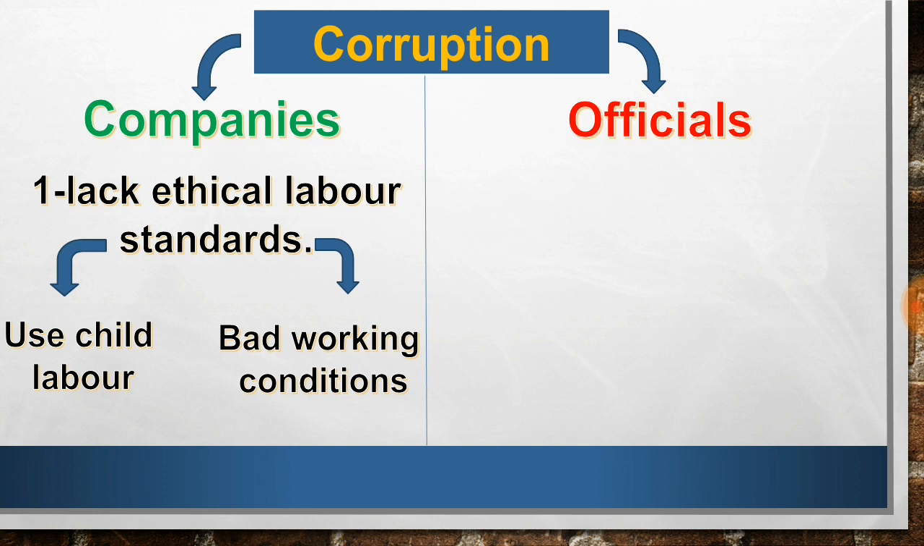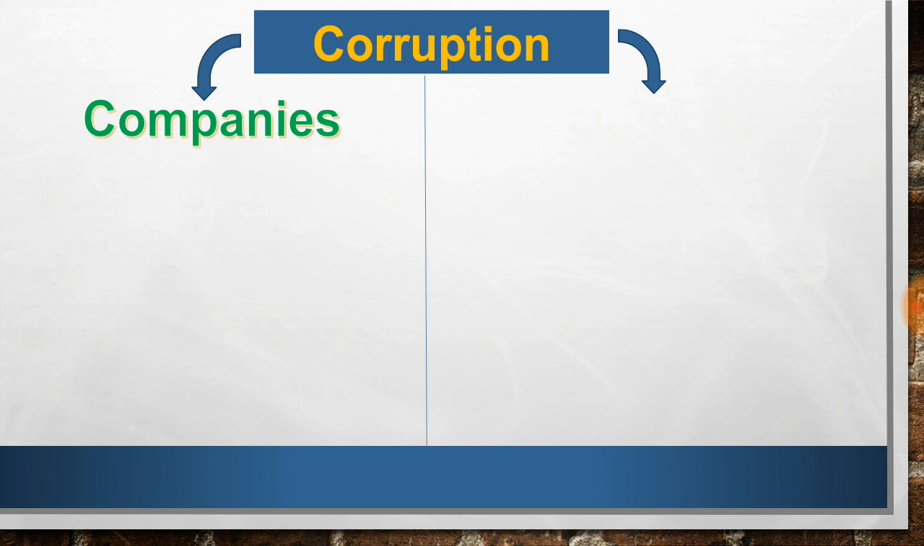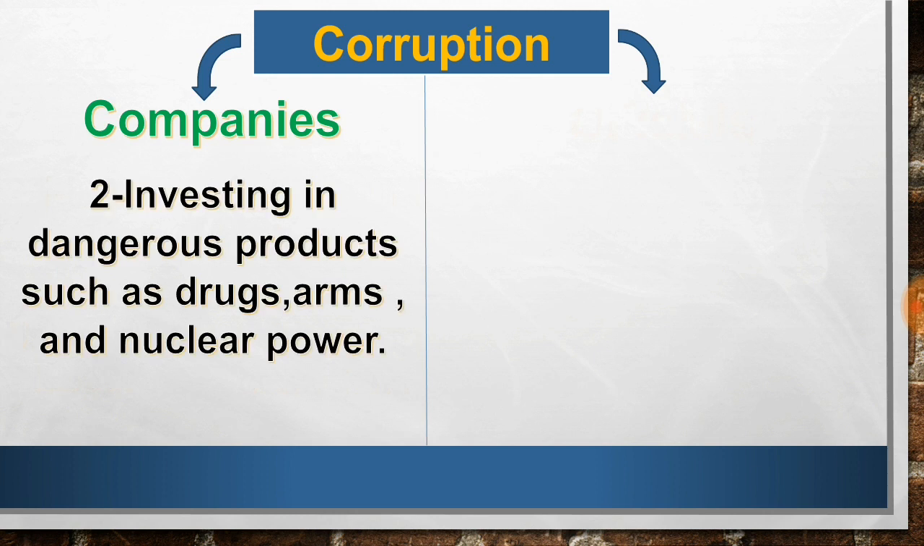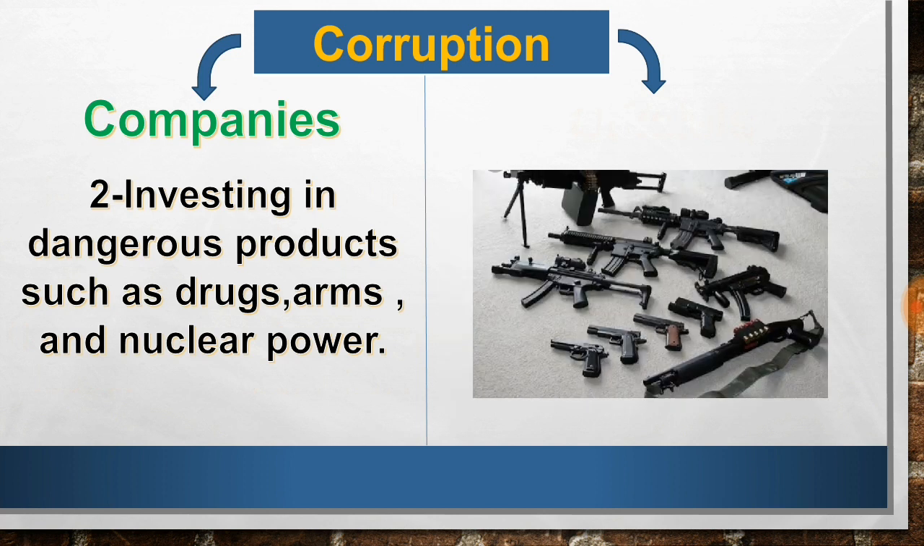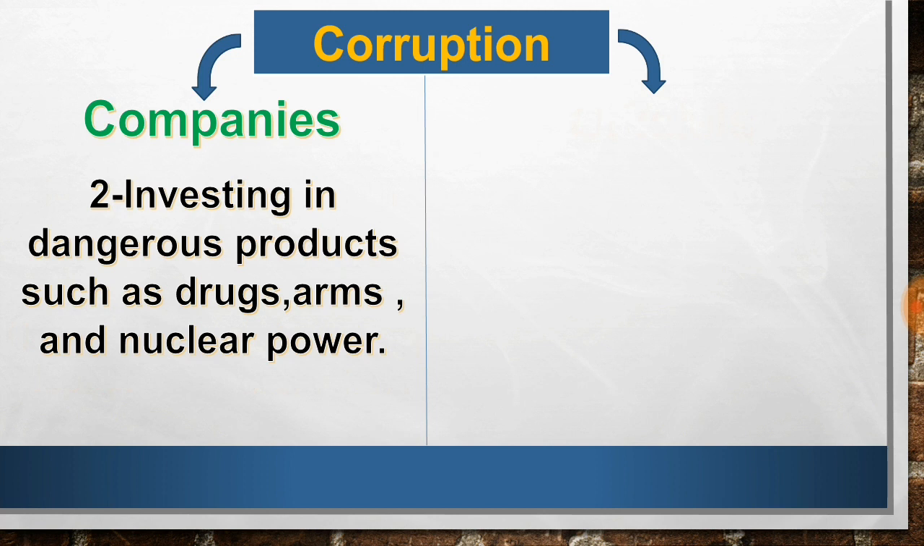So we move on to the second example. A company is corrupt when it invests in dangerous or harmful products such as drugs, arms, and nuclear power. You know that drugs and arms are considered unethical because drugs harm people. Also, arms harm people when they are sold in the underground economy, when they are used by the mafia, when they are used illegally.